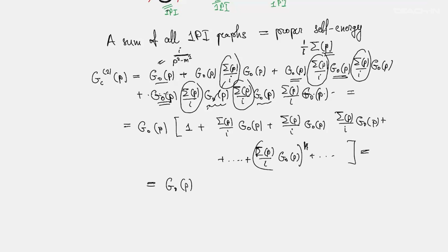So you get G0 of P, and here 1 minus... No, maybe I should write it in this way for simplicity: 1 divided by 1 minus sigma of P divided by i, G0 of P. And if I take G0 of P out to cancel it with what you have in front, then you will get 1 divided by G0 of P to the power minus 1.